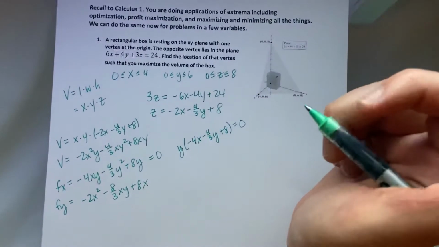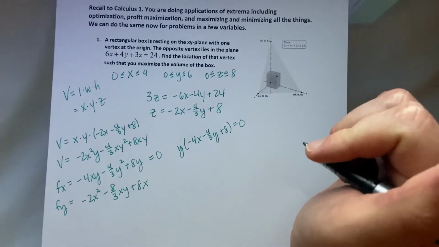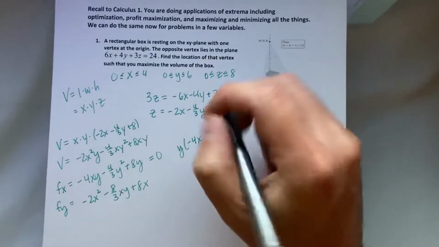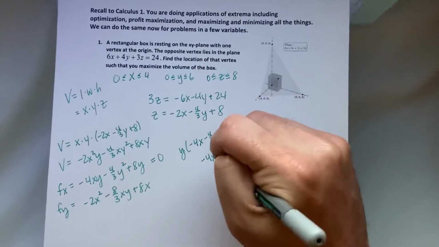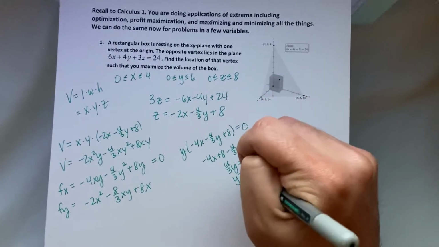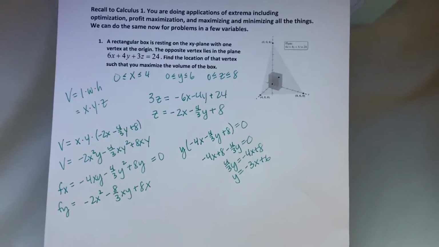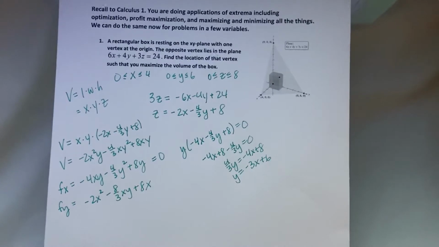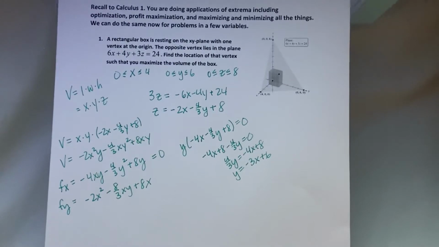Either y is equal to 0, which of course if y is equal to 0, we don't have a box, so that's probably not going to be a maximum. Our other option is negative 4x plus 8 minus 4/3 y equals 0. Means 4/3 y equals negative 4x plus 8, means y equals negative 3x plus 6. Okay, so if y equals negative 3x plus 6, I should be able to sub that in for the other one when I get there.